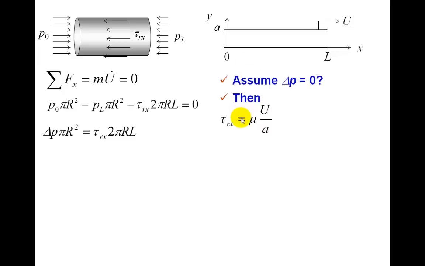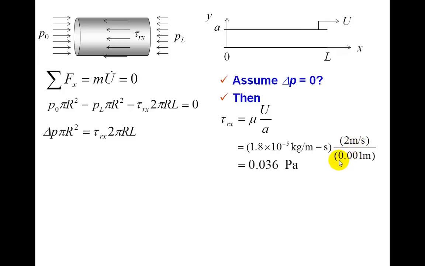So if we can assume delta P is 0, then we just have a linear velocity profile in this gap, and this takes us back to the viscometer chapter, chapter 2, that the shear stress in that gap is simply mu times the velocity difference over the height difference, so that's mu U divided by A, the gap width. So if we plug in some numbers, here's air viscosity and the velocity of our mass, and then the gap width, 1 millimeter. And that shear stress works out to be quite small, 0.036 pascals.